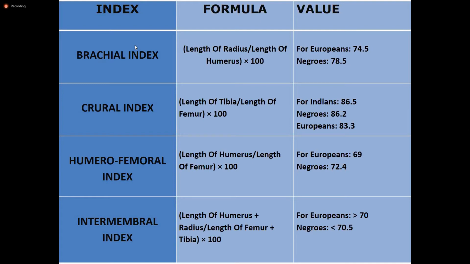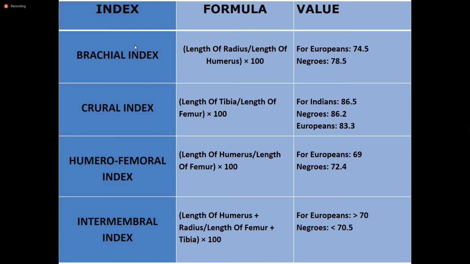The humerofemoral index is calculated by taking the length of the humerus divided by the length of the femur into 100. For Europeans, it is 69, and for Negroes, it is 72.4. And for Caucasians, I think it is not calculated to that extent, or the data might not be calculated, so that it's not given here.